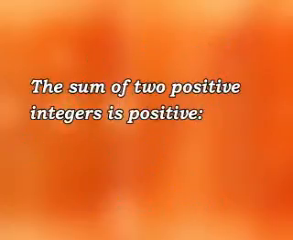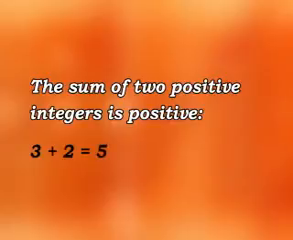If we add two positive integers, two positive numbers, the sum is always positive. That makes sense, doesn't it? 3 plus 2 equals 5. On a number line, it looks like this.